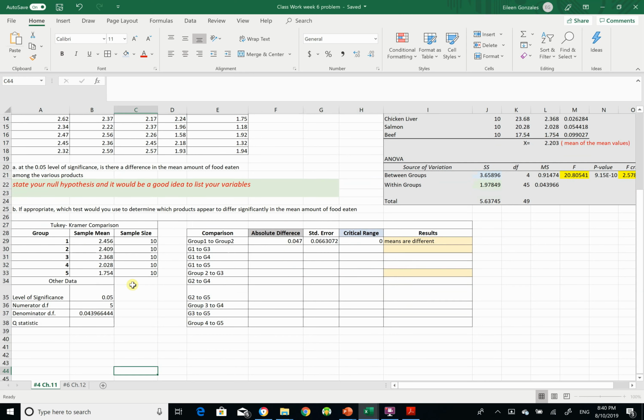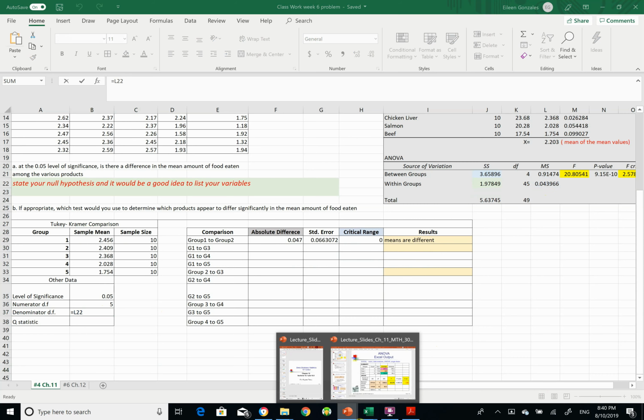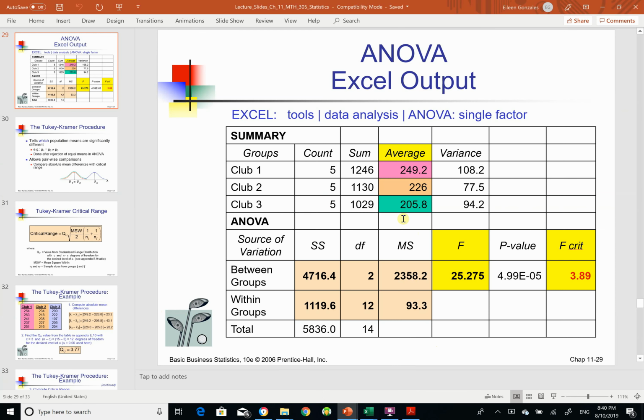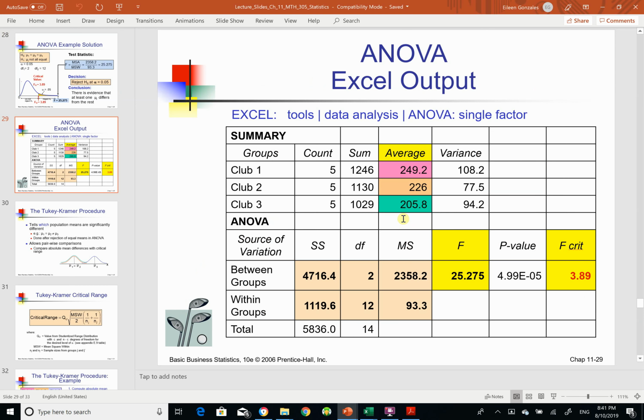We have to do a few things. If you notice, let me see if I can make this a little bit smaller. This value right here was found from our ANOVA. It is our MSW value. And so I'm going to pull up our chapter 11 slides. Here we can see we're going to reject our null hypothesis. It's a different set of data, but we are also rejecting our null hypothesis. And we have this ANOVA Excel output.